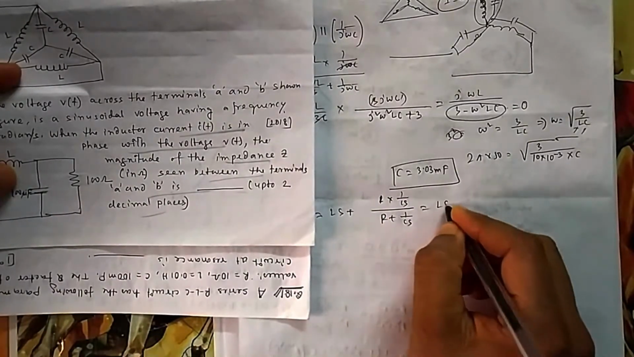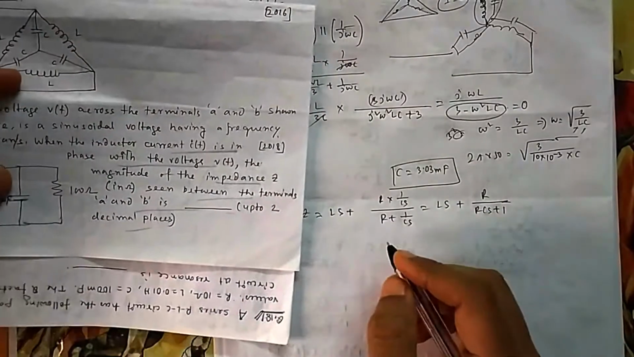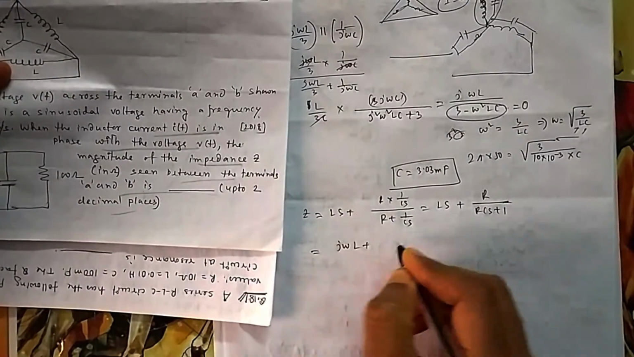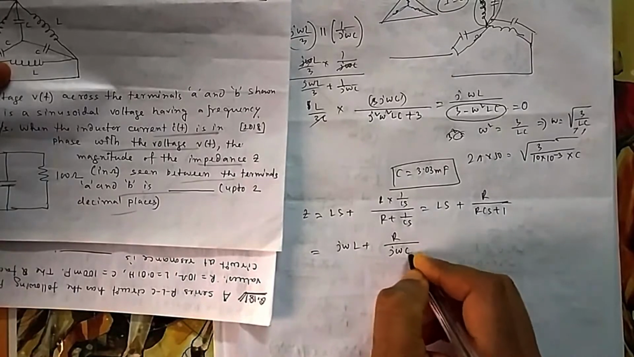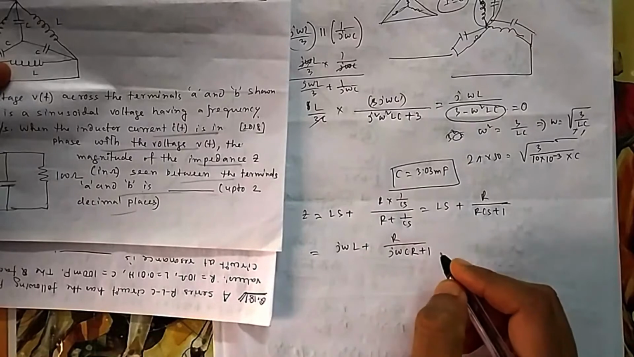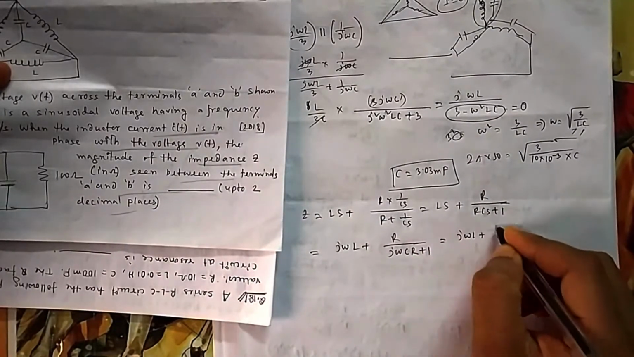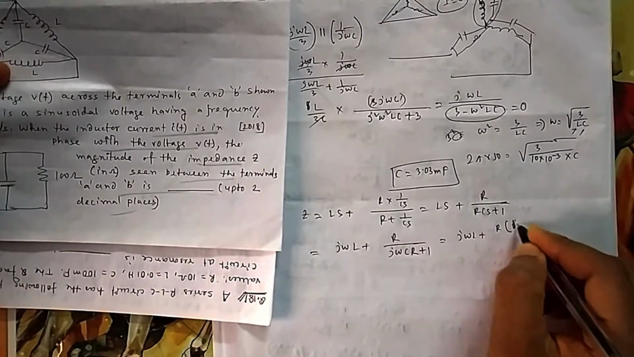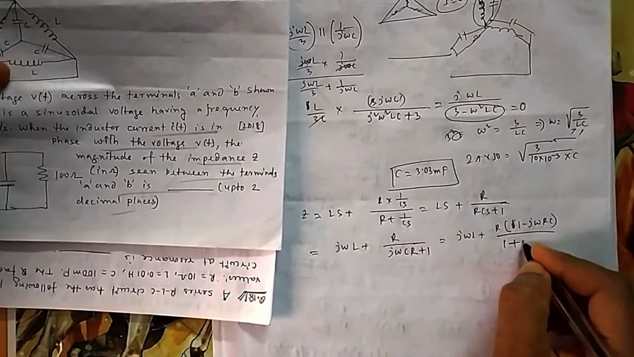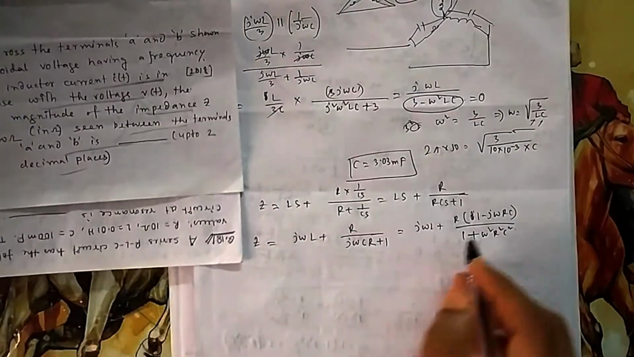So it is nothing but Ls plus R by RCs plus 1. Now you put j omega, or you can start with j omega also, there is no issue. So j omega L plus R by j omega RC plus 1. Now you have to rationalize, because you have to separate real and imaginary parts. So you multiply it by 1 minus j omega RC divided by 1 plus omega square R square C square. This is your Z. So that imaginary part should be equal to 0.